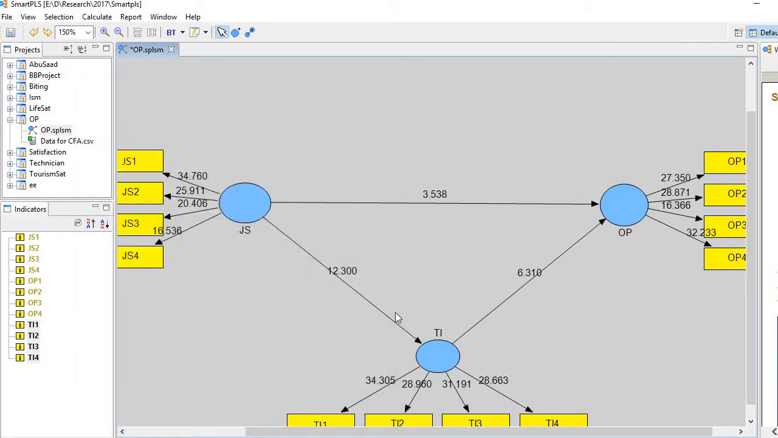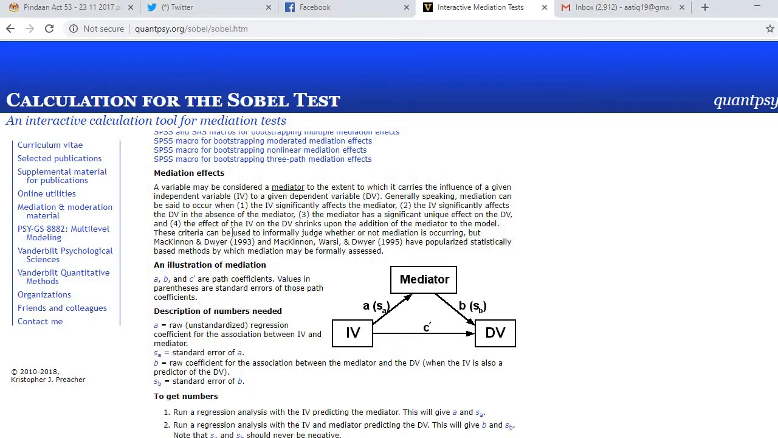and note down the t statistics of two relationships, x on m and m's effect on y. So 12.3 and 6.310. So let's go to the Sobel calculator. So this is the Sobel calculator. You can find it on their website.